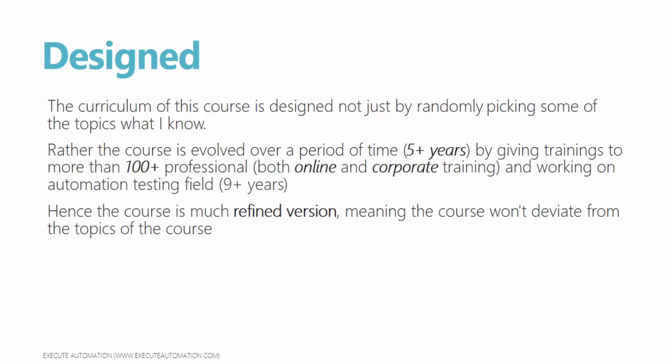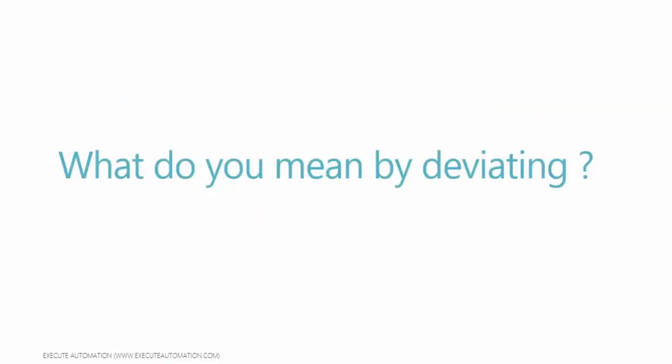Well, the curriculum of this course is designed not just by randomly picking some of the topics I know. Rather, the course has evolved over a period of time by giving trainings to more than 100 professionals, both online and corporate trainings, and working in the automation testing field for more than 9 years now. Hence, the course is a much more defined version, meaning the course won't deviate from the topic of what the course is all about. What do you mean by deviating?